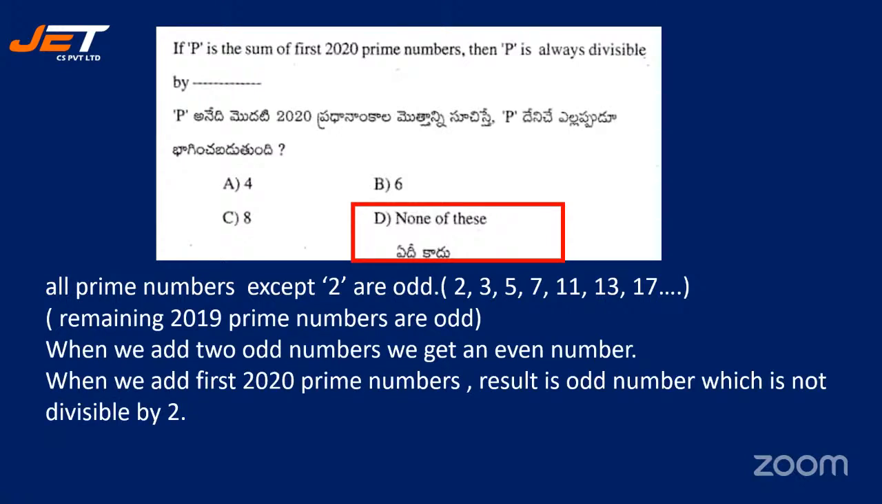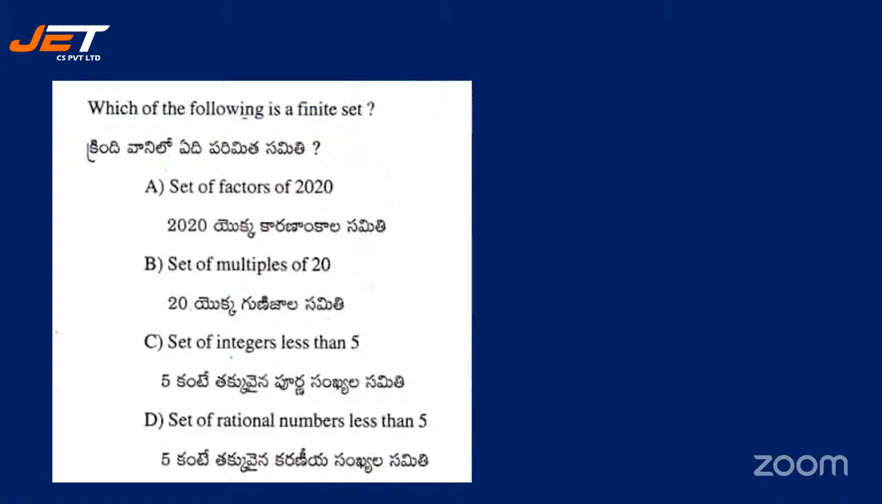When we add two odd numbers, we get an even number. When we add first 2020 prime numbers, the result is an odd number, which is not divisible by 2. Hence, it is not divisible by 4, 6, and 8.